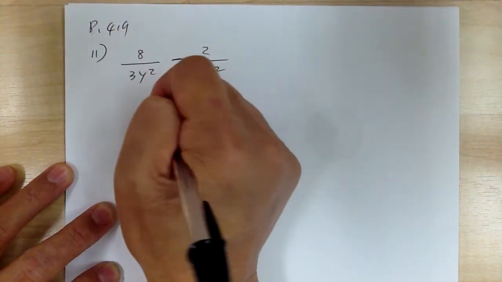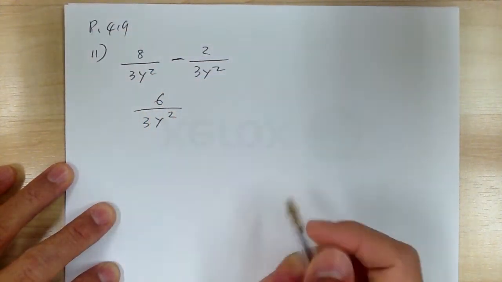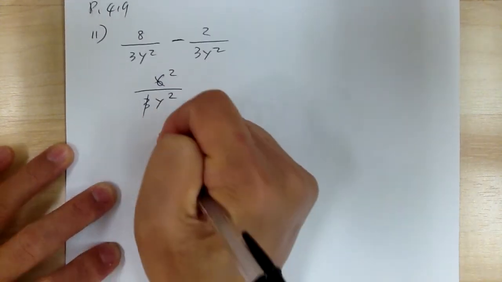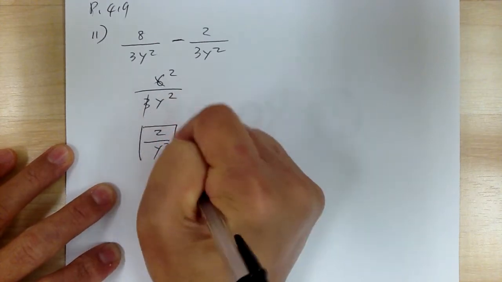So 8 minus 2 gives you 6. And after that, you have to cancel, right? You got 6 and 3. So cancel. So your answer would be 2 over y squared. And that's it.